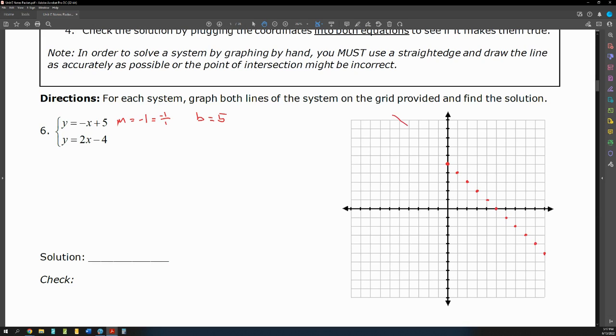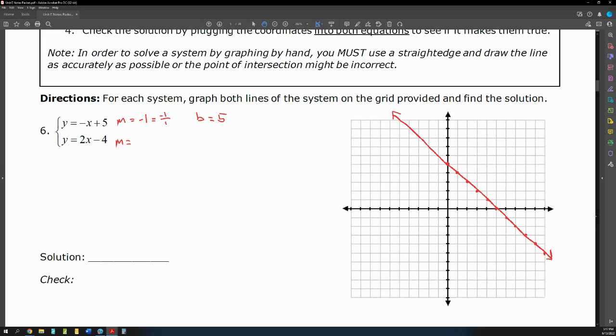Now, using your straight edge, you're going to sketch the line and draw it all the way across, covering the whole grid, and then don't forget those arrowheads. This line extends infinitely in both directions. For the bottom equation, we have y equals 2x minus 4.